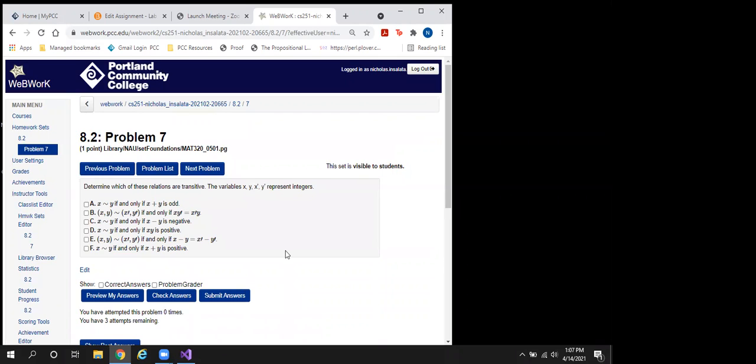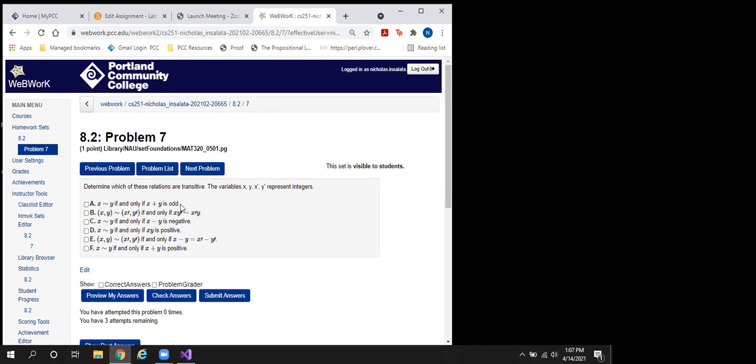Okay, determine which, same thing, but which ones are transitive. Okay, so remember transitive, that's a little trickier. It's if x relates to y and y relates to z, then x has to relate to z. Okay, so if x plus y is odd and y plus z is odd, does that mean that x plus z is odd? No. Okay, and why not?